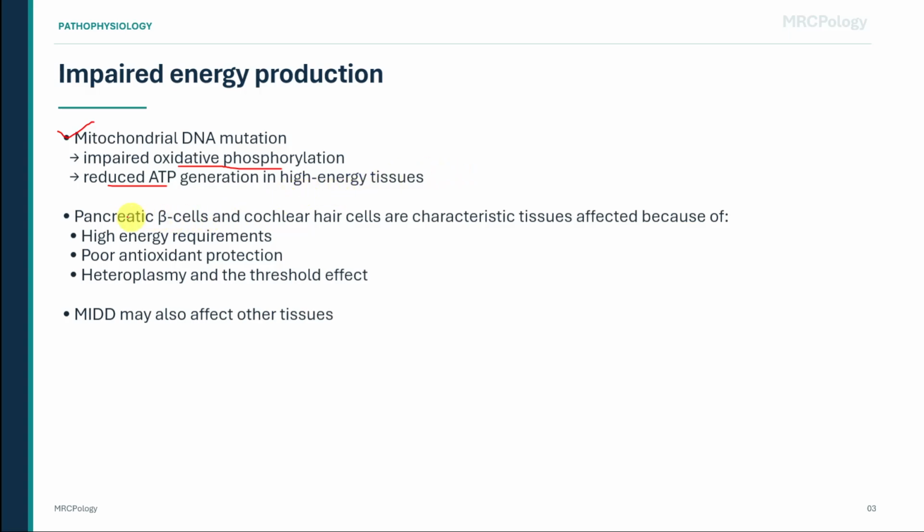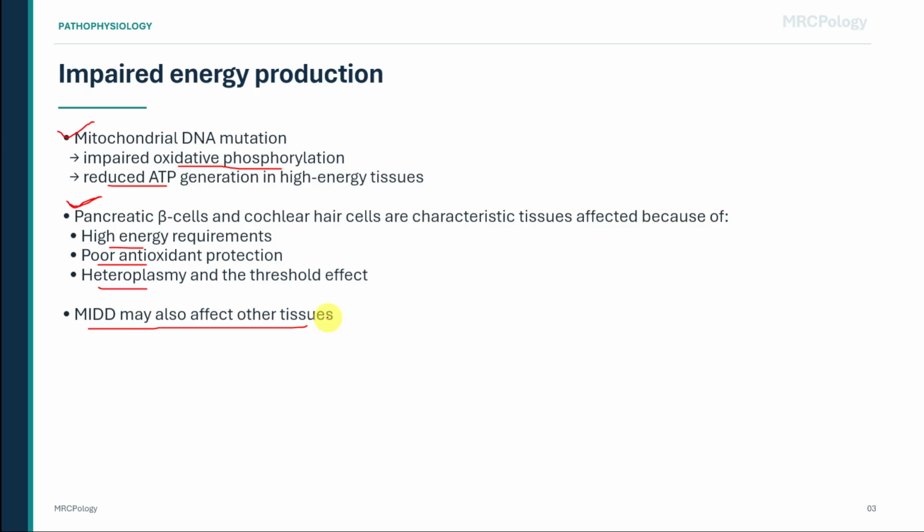The pancreatic beta cells and the cochlear hair cells are especially vulnerable. Both require a reliable supply of mitochondrial energy, both have relatively limited protection against oxidative injury, and both may be affected when the mutant mitochondrial load exceeds their functional threshold. This explains why the characteristic combination is diabetes plus sensorineural hearing loss. However, mitochondria are present throughout the body, so MIDD can also affect skeletal muscle, the heart, the kidneys, the eyes, and the gastrointestinal system.